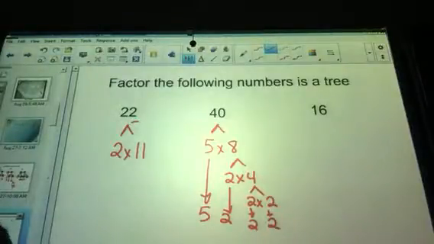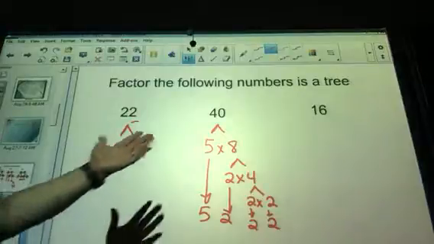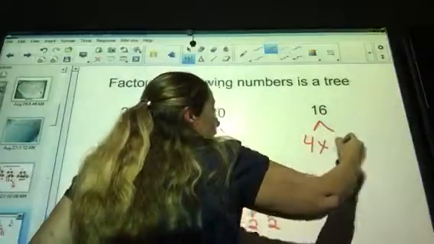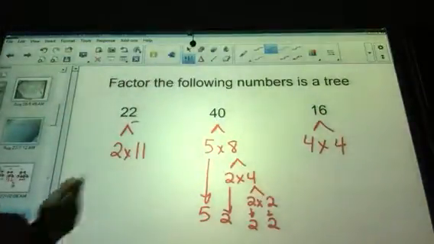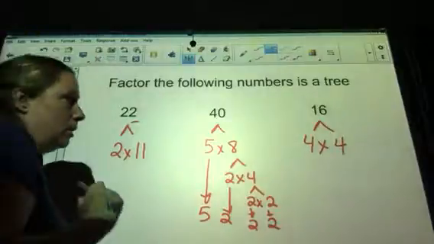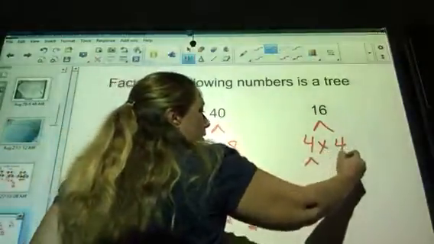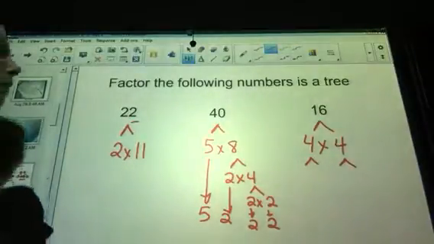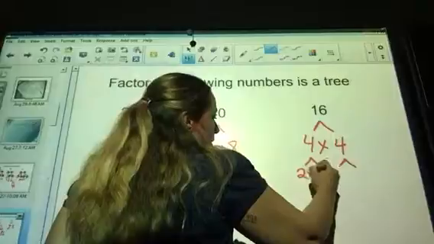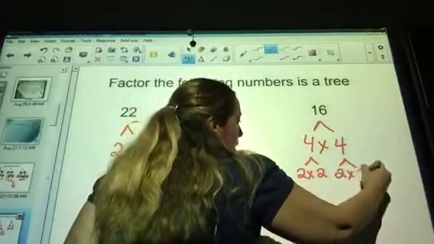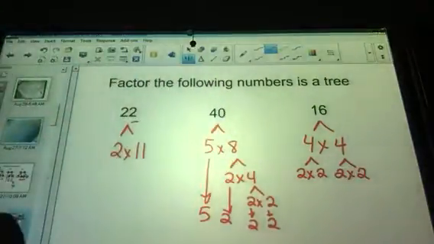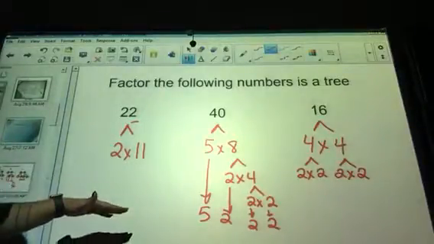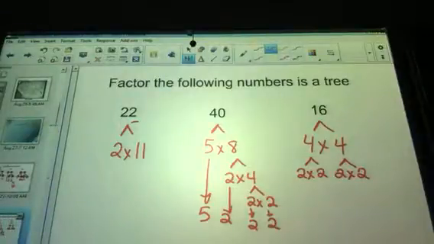Now, if that's too hard for you, you can do different multiplication problems. And I'll give you an example in number 16. 16, you could do 4 times 4. And if that's the only multiplication problem you know of 16, use it. It's fine. But I know that 4 can break down into what? What can multiply to make 4? Right, 2 times 2. And are those numbers prime? Yes, they are. So now you know you're done. So factor trees, you break them down until you have nothing left but a prime number.